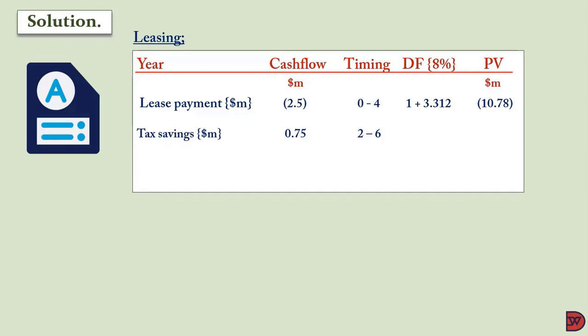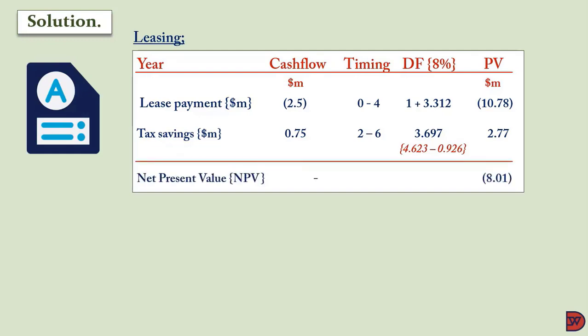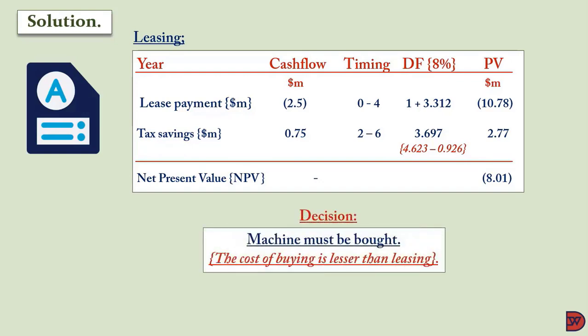Now we are starting in 2 years' time. So what we'll do is that we'll look for the annuity factor of 8% 6 years, which will give us 4.623. Then we less the annuity factor of 8% at 1 year. Okay, because we are skipping a year, which is 0.926. So the discounting factor relevant will be 3.697. So the present value will be 2,770,000, which is an inflow. So the net present value will give us 8,010,000. Comparing the two, it is important for us to buy the machine because it will cost us lesser than leasing it.